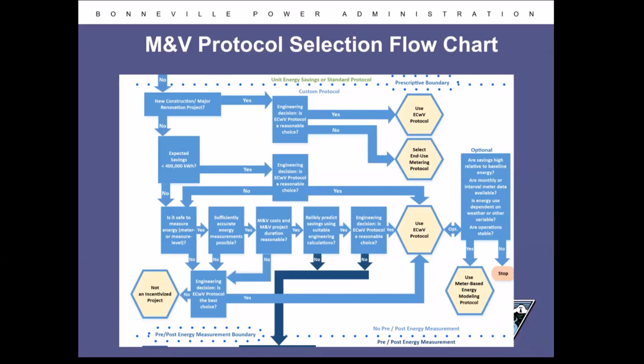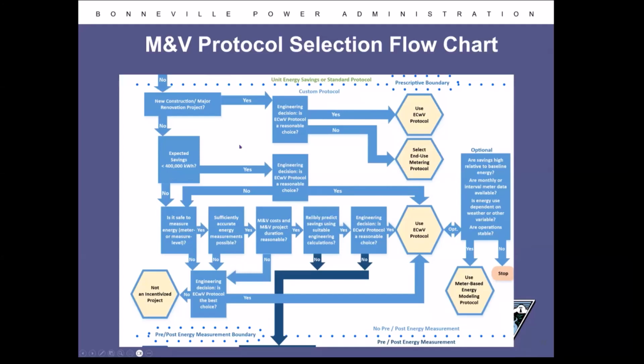And if you don't have a new construction project, it asks you, what is the level of your expected savings? And you'll notice this is probably the biggest change to the flowchart right here, in this box, that it is now 400,000 kilowatt hours per year, as opposed to 200,000 kilowatt hours per year. So if it's a smaller project, BPA is directing you to consider an engineering protocol. Is this engineering calculation with verification protocol reasonable? And if so, to go directly to using that.